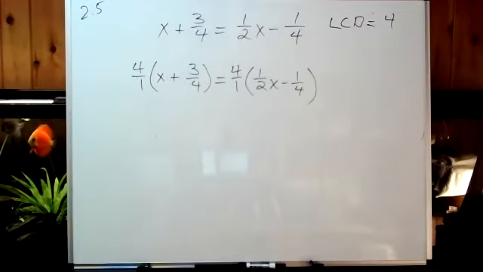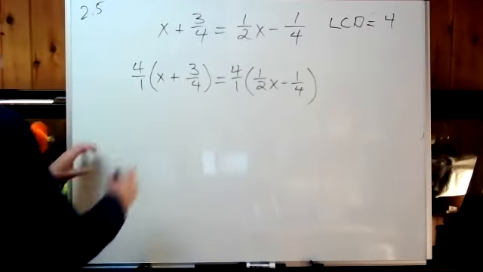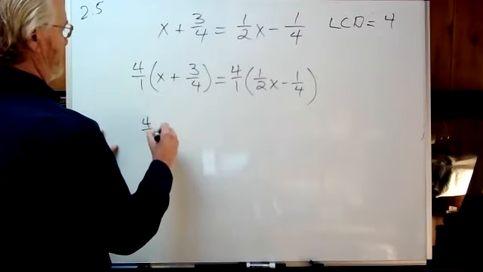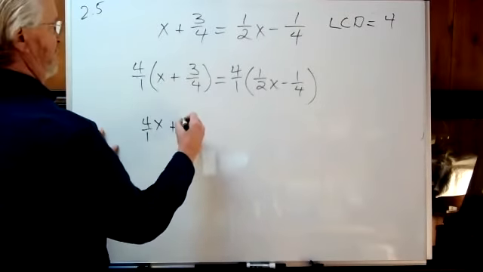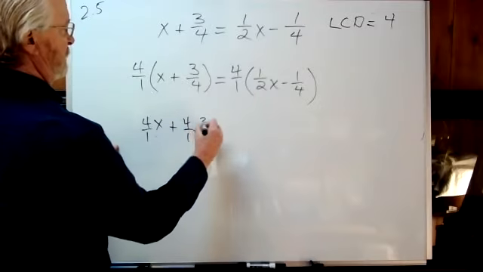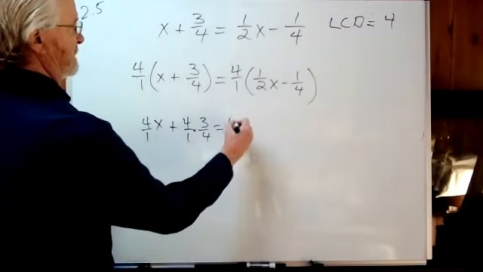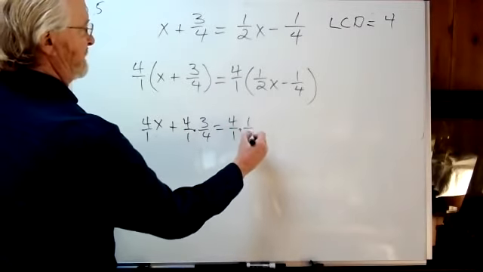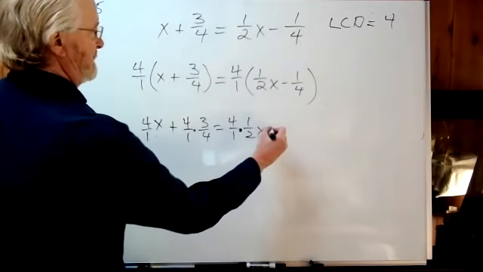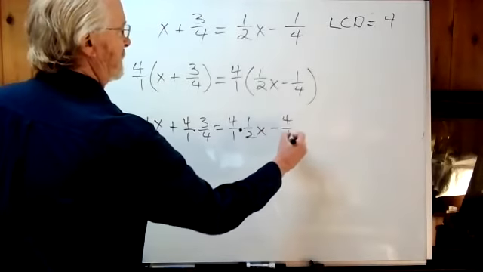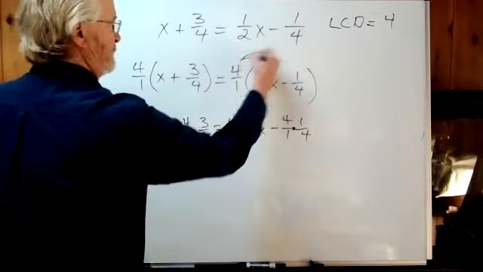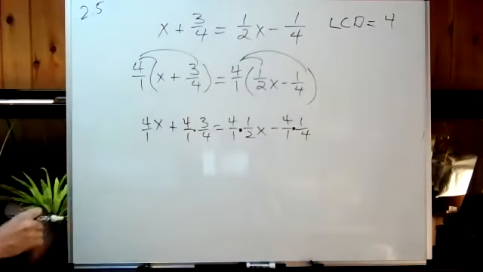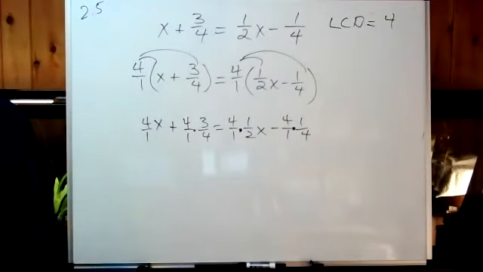All right, now I'm going to distribute. So I get 4/1 times x plus 4/1 times 3/4 equals 4/1 times 1/2 x minus 4/1 times 1/4. There, did I do better that time? Yes, thank you.